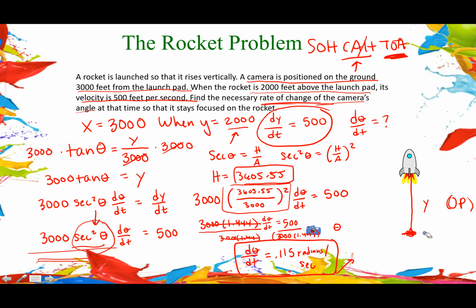So if you want, you can go ahead and convert that into degrees. And to do that, you would take 0.115 and multiply it by 180 over pi. Remember, that's how you convert radians to degrees. So doing that, I get 6.61 degrees per second. So think about that: the camera has to go up 6.61 degrees per second.